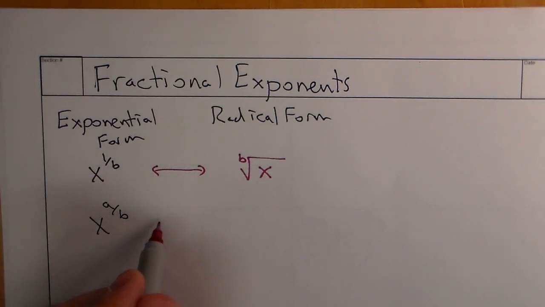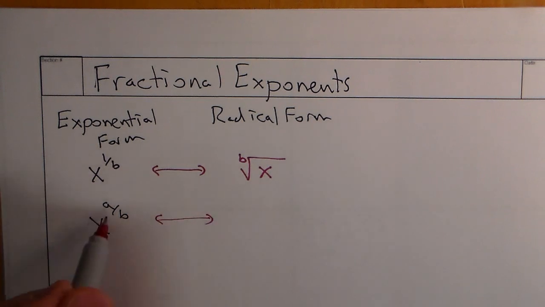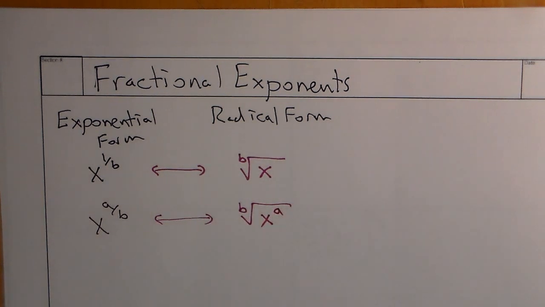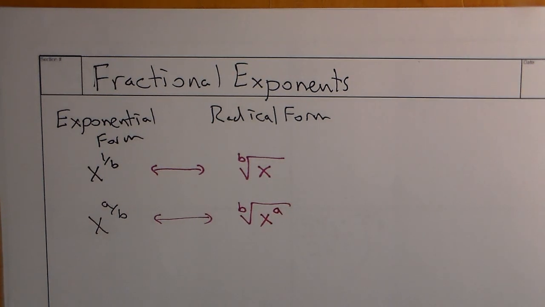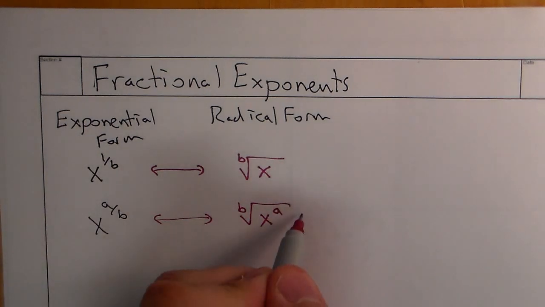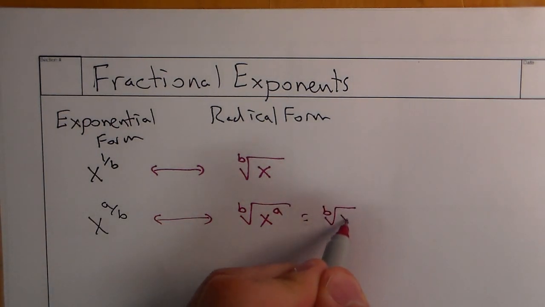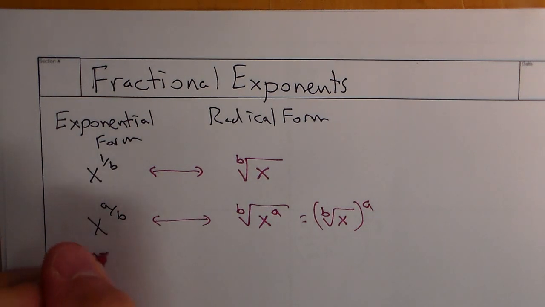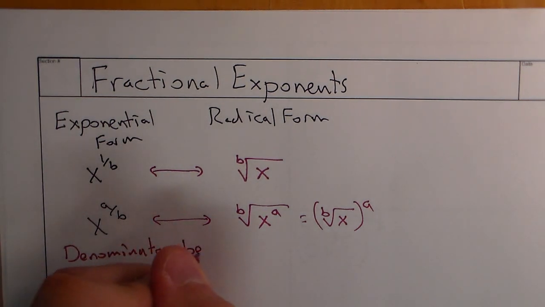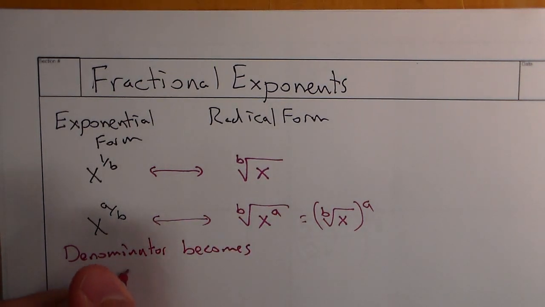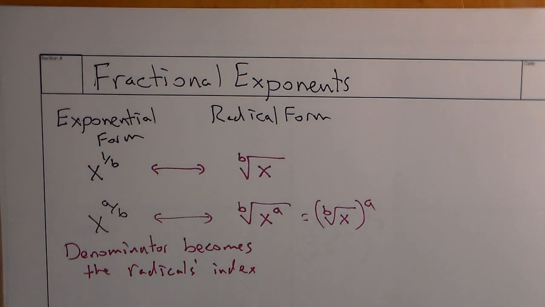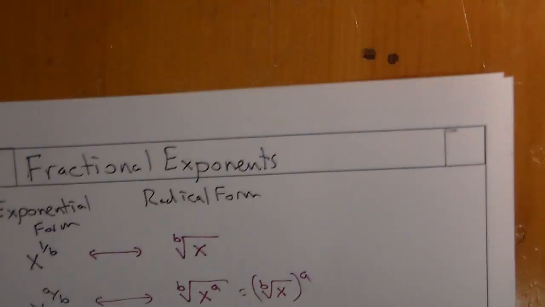Now, what if it was a over b, or just another fraction that we had? Well, if I moved the b to be the radical, the a is the numerator, so we could write it as x to the a power in the b root of x, or I could switch and go b root x to the a power. So the a can either be inside the radical or outside the radical. The important part here is that the denominator becomes the radical, we'll say the radical's index.